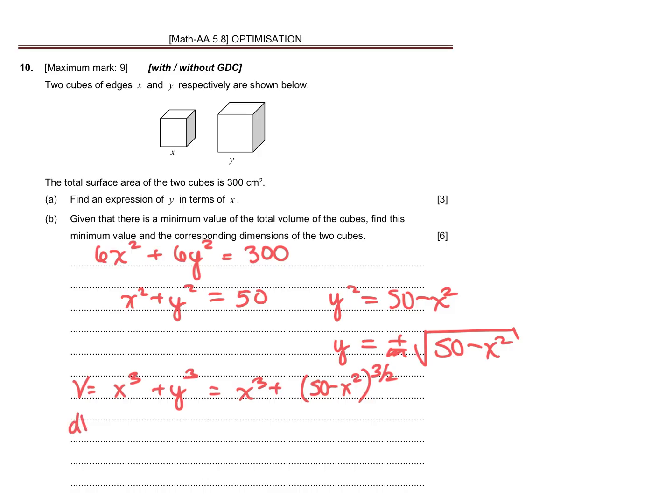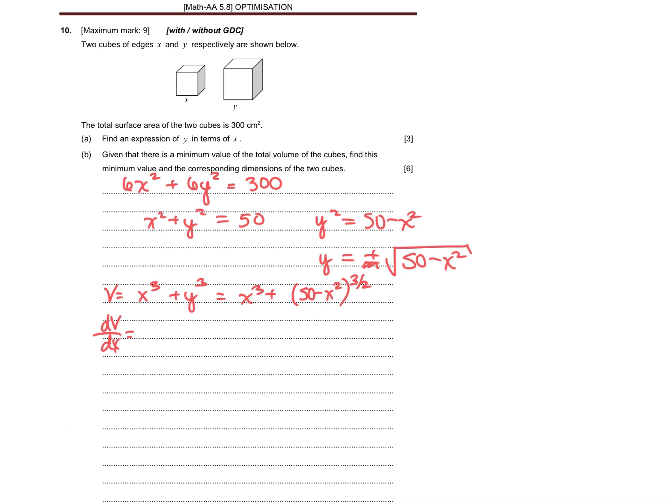Okay, so then we can do dv dx, and we're going to have 3x squared plus 3 over 2, 50 minus x squared to the 1 over 2 times negative 2x. Okay, and I'll just rewrite this. The 2's will cancel, so minus 3x square root of 50 minus x squared.